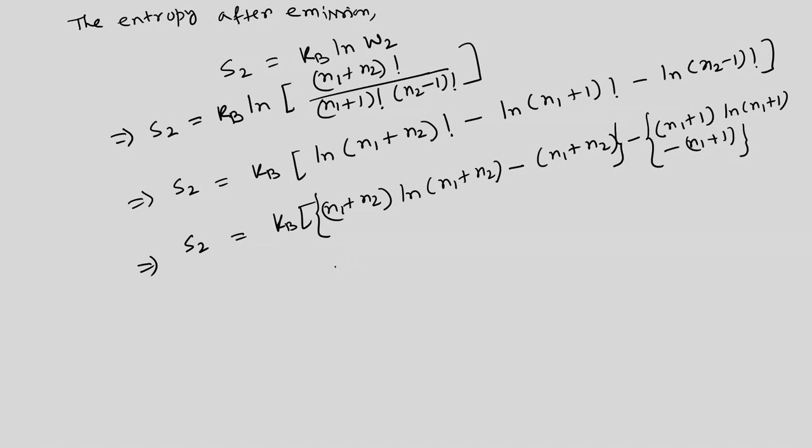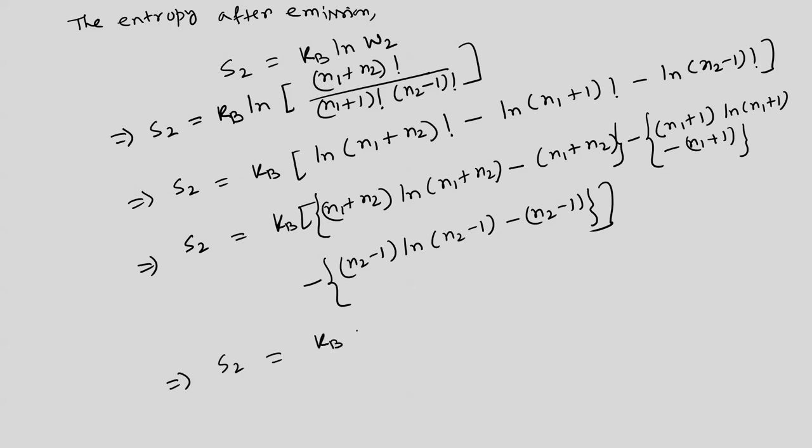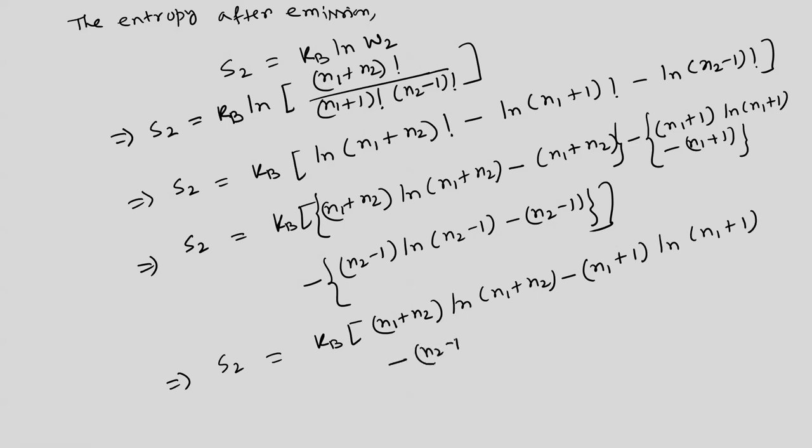And then we have one more term here. If we simplify, we get S2 is Kb (N1 plus N2) ln (N1 plus N2) minus N1 plus 1 ln (N1 plus 1) minus (N2 minus 1) ln (N2 minus 1).